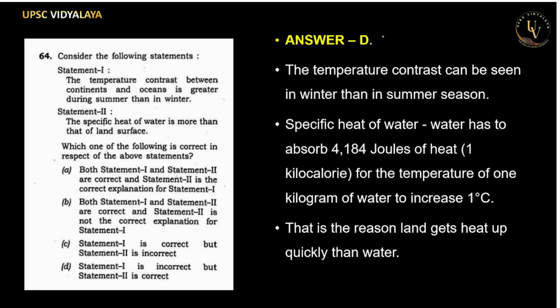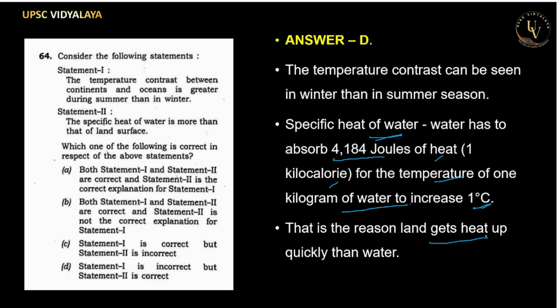Okay? Why? Because of the specific heat of water. What is this specific heat of water? Water has to absorb 4184 joules of heat. That is 1 kilocalorie for the temperature of 1 kilogram of water to increase 1 degree centigrade. That is the reason land gets heated up quickly compared to water. It gets heated up and it loses the heat quickly also. But in the case of water, because of the specific heat, it doesn't quickly heat up and it doesn't lose the heat quickly.